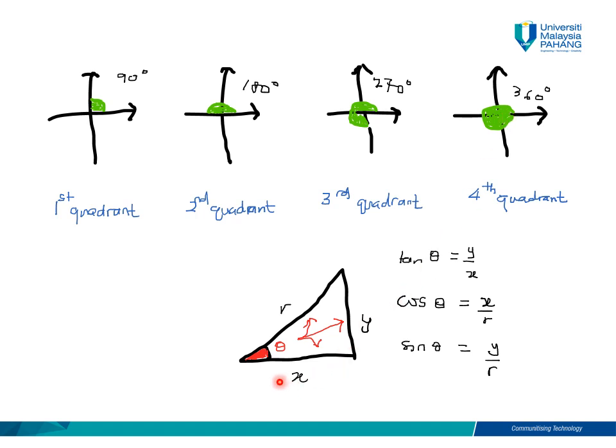And then another one. We have a triangle here. This is x, y, and r, and this is theta. To find tangent theta, the formula is y divided by x. Cos theta is x divided by r. Sin theta is y divided by r.